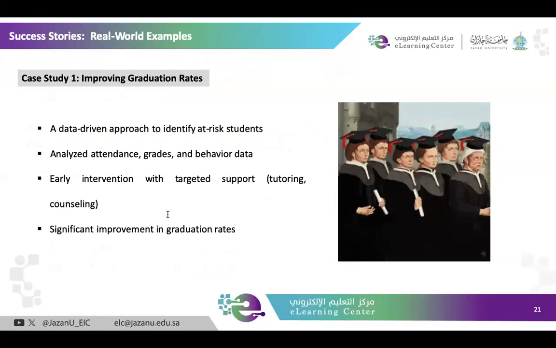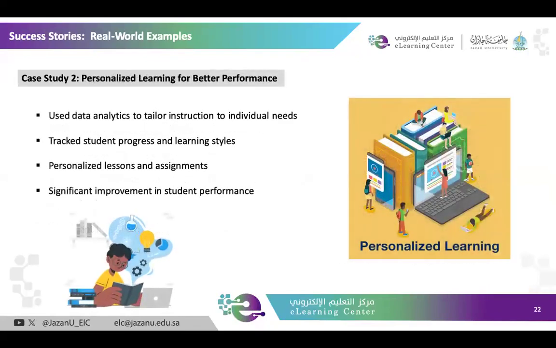So let's have one case study, improving graduation rates. A university implemented a data-driven approach to identify students at risk of not graduating. By analyzing various data points such as attendance, grades, and behaviors, the university was able to intervene early with targeted support such as tutoring or counseling. As a result, the graduation rate improved significantly. So what you can do with data analytics is take steps early, before students get into failure.